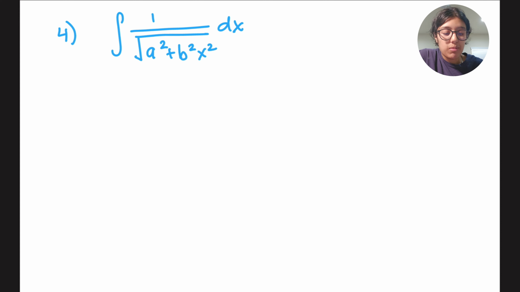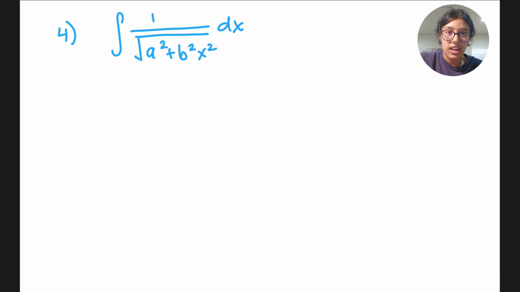All right, fourth problem over here, integration 1 over square root a squared plus b squared x squared dx. Now, this might seem a little bit intimidating with the a and b, but I'll give you a hint. A and b are just constant. They can be like 4, they can be 9 as the problems we saw before, but they're just numbers.